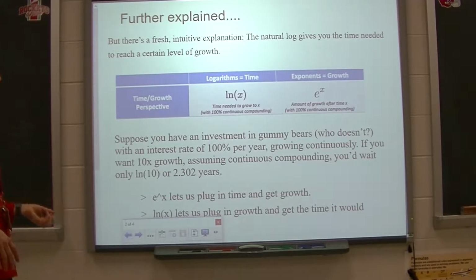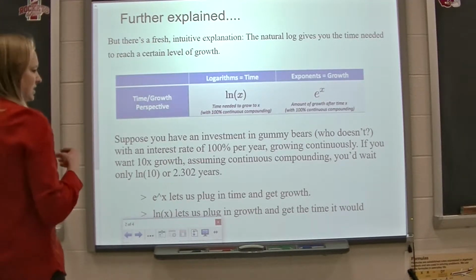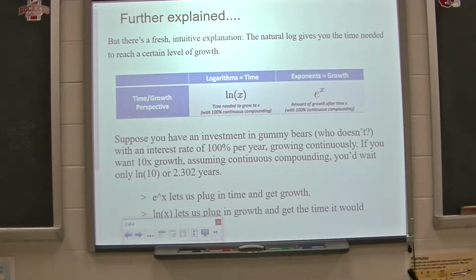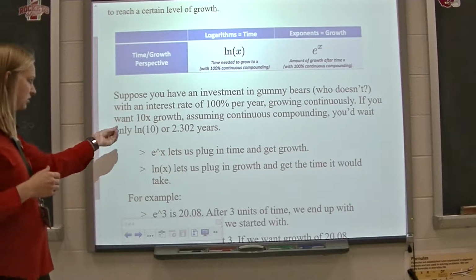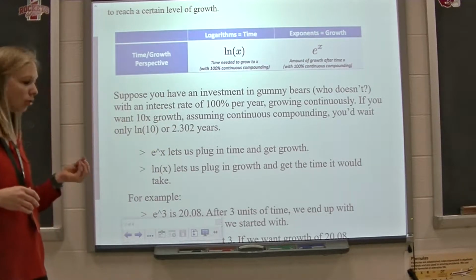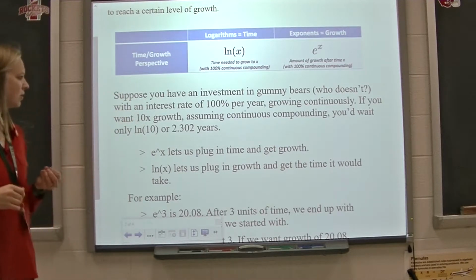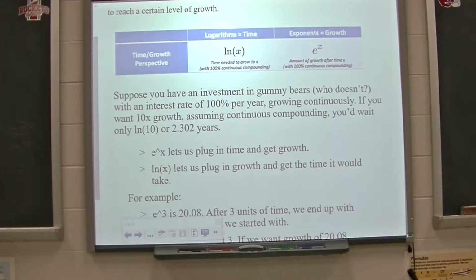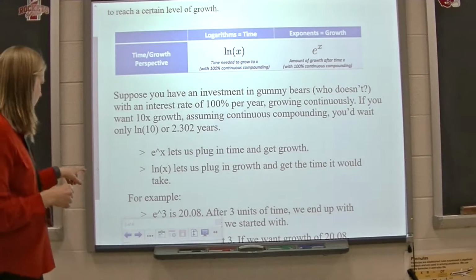So suppose you have an investment in gummy bears, who doesn't, with an interest rate of 100% per year growing continuously. So if we want 10 times growth, assuming continuous compounding, we'd wait only ln 10 or 2.302 years, or vice versa. When we did e to the power of x, like if we typed in e to the 2.302 power, we would get 10, the 10 times growth. So e to the power of x lets us plug in time and get growth, where ln of x lets us plug in growth and get the time that it takes.